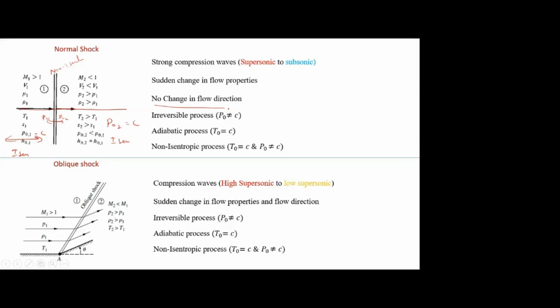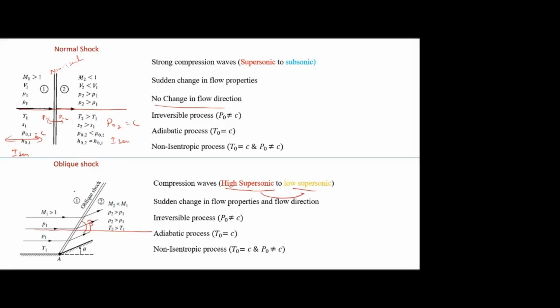Then next one, oblique shock wave. So this is also similar to the compression wave, but you see it is inclined. This is the flow direction, and it is inclined. This is the wave angle. It is not 90. So because of the inclination, the strength is a little bit less compared to the normal shock wave. So this converts high supersonic to low supersonic.